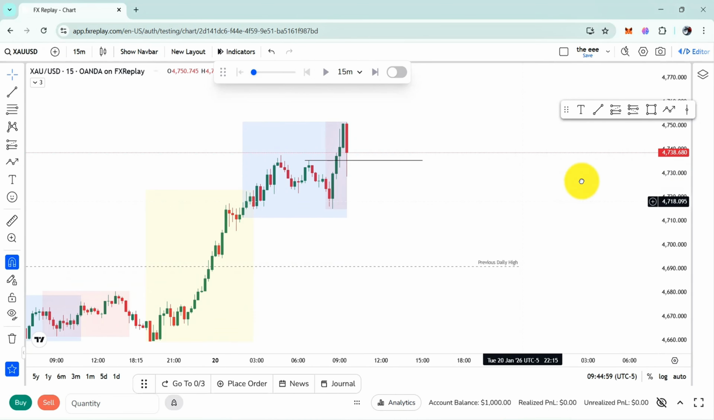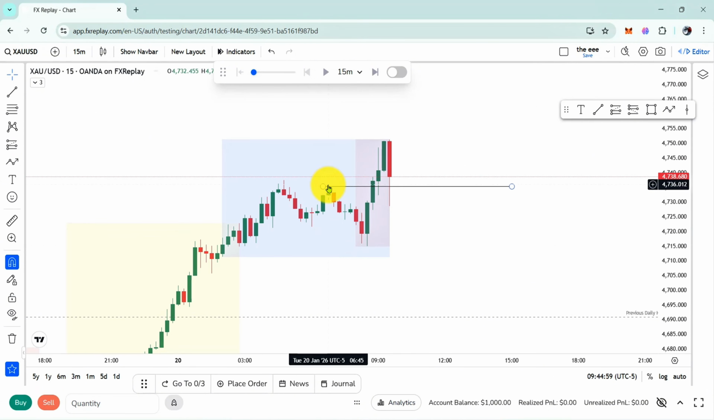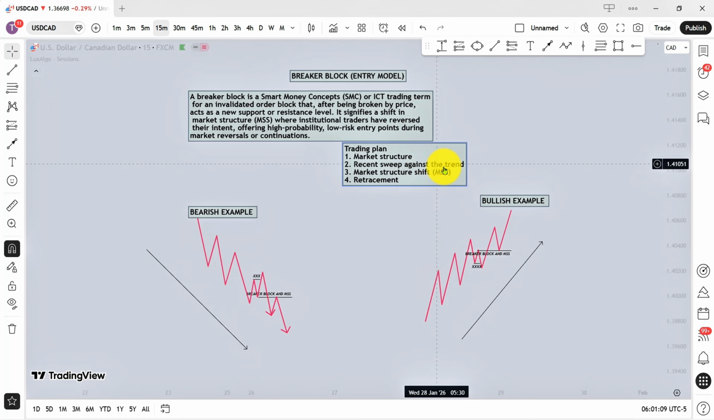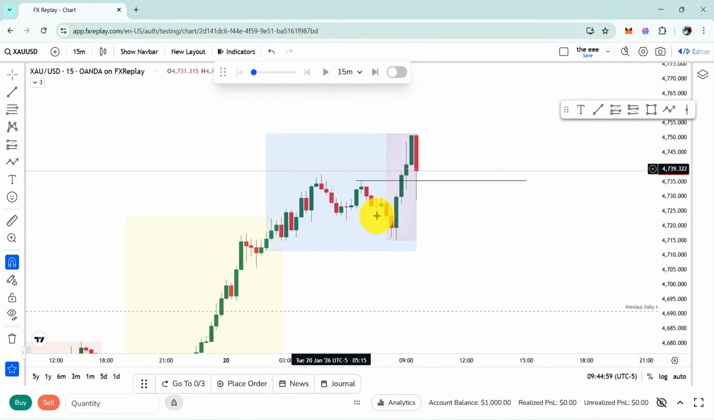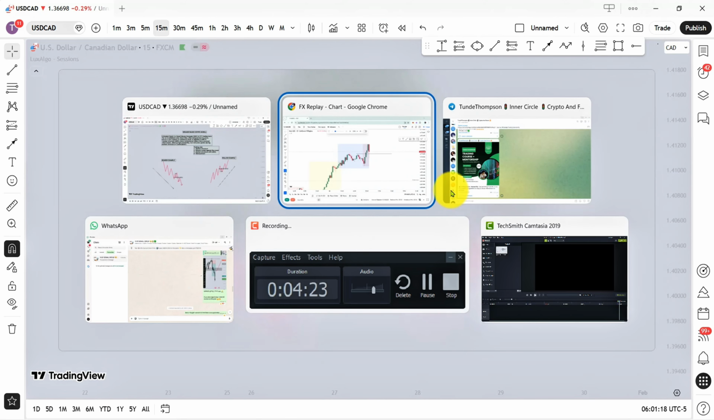So if I expand the chart very well, you can see that we did some sort of consolidation. They took out the low, or let's call it by structure, this low, this high, this low. And they moved with momentum. Remember the trading plan: the overall market structure is bullish. Let's go back to it so that you understand what I'm saying. Overall market structure is bullish. Recent sweep against the trend. The market is bullish, so what's the recent sweep? They swept a low. And after that, what happened? Market structure shift and retracement.